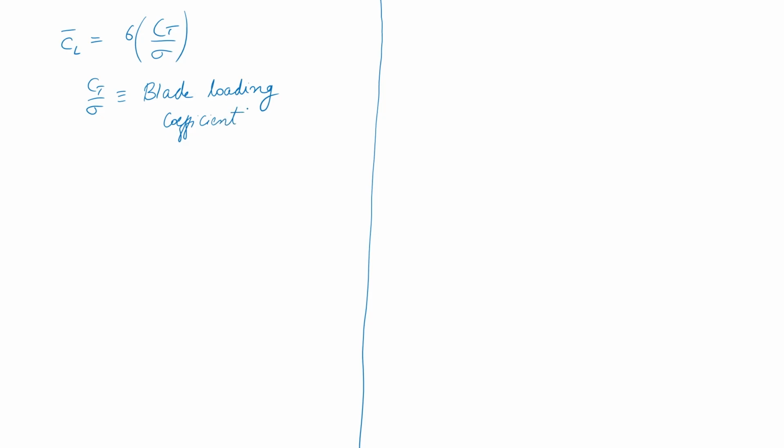There is also something called blade loading, just like there is disk loading, but we rarely use this term. Blade loading is T by the area of the blades, which is T by NB R into C. So this is called blade loading, but we rarely use that, while the blade loading coefficient is an important parameter. Why? Because when I look at my CT, remember what kind of values we typically have in CT?